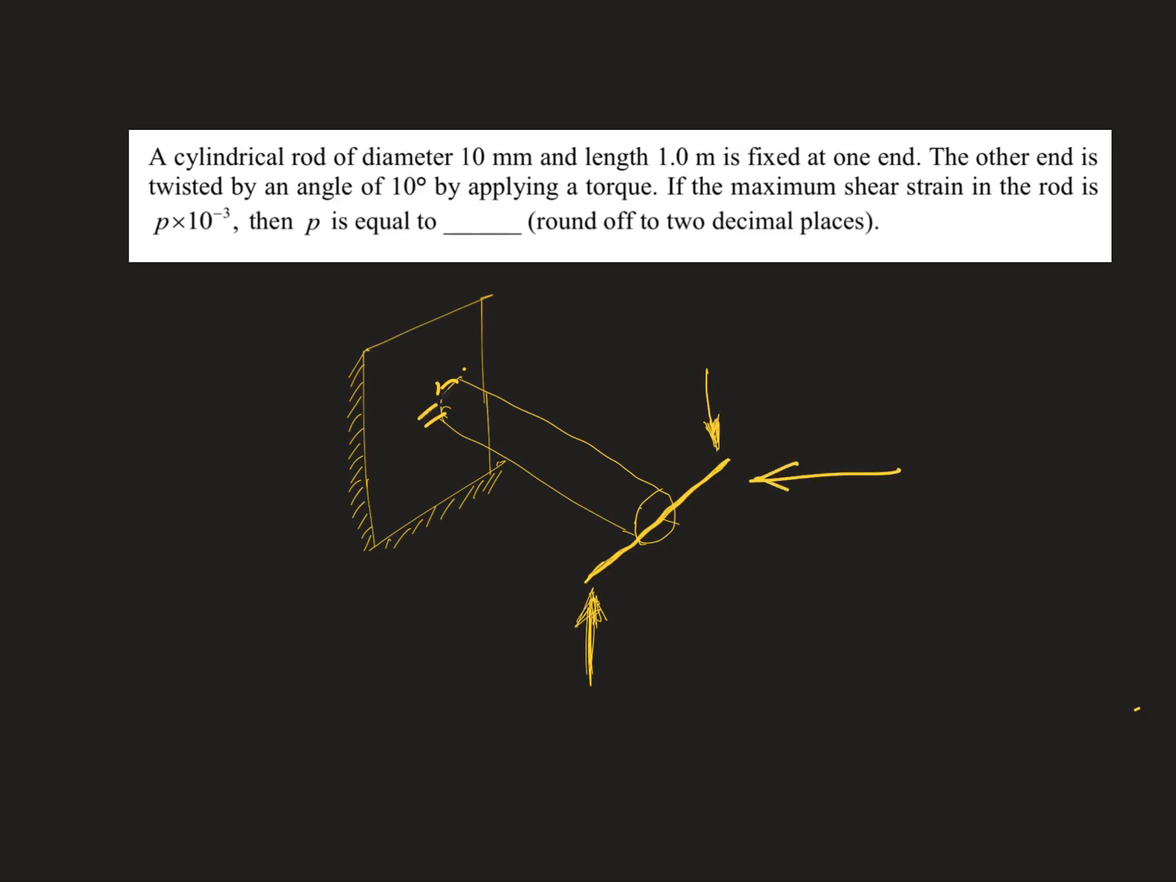This is the end where we have applied a torque. So this is the end where we are fixed, and this end we are applying a torque. I have shown the torque like this, like you have a system straight like this, and you apply a force in this direction at this end, and you apply a force in the opposite direction at the other end. You are asked to find out the maximum shear strain in the rod.